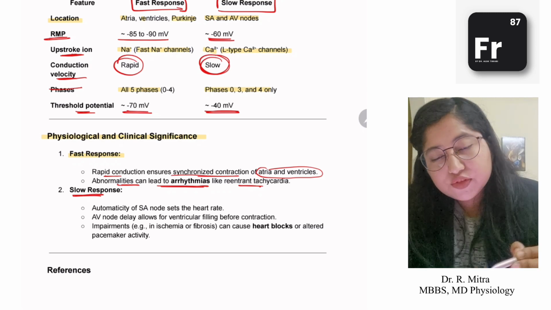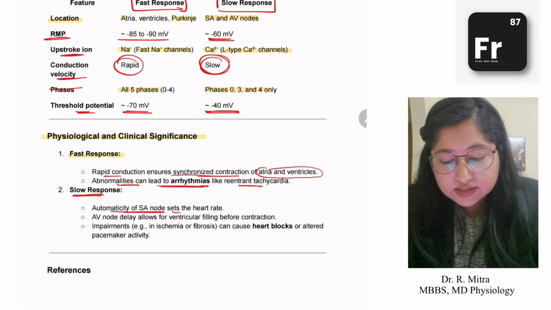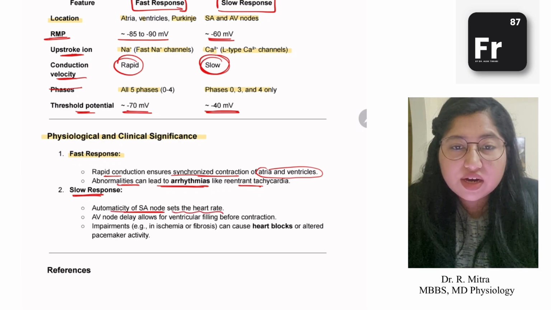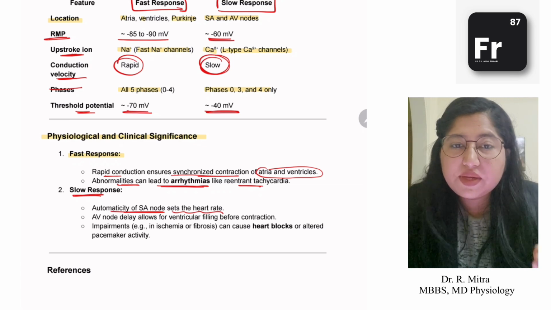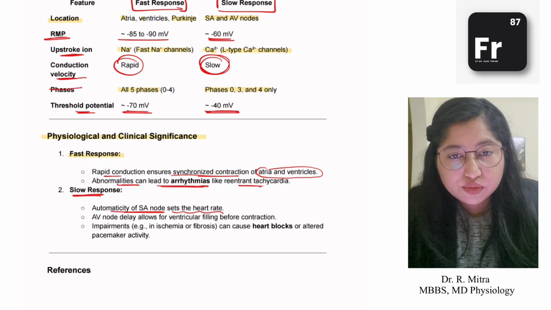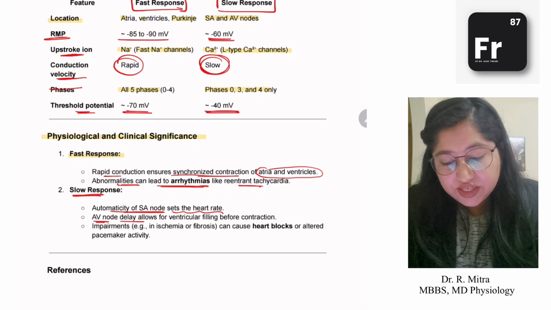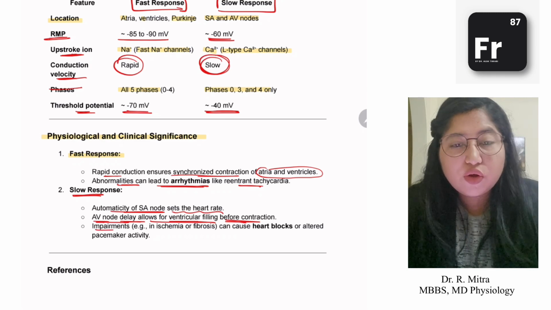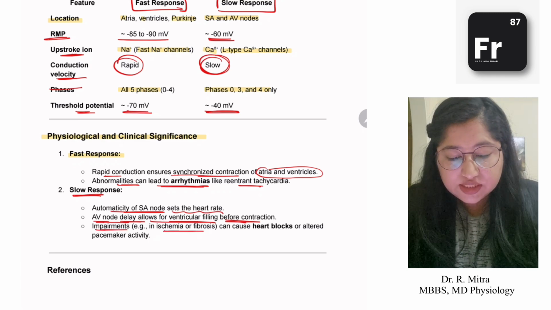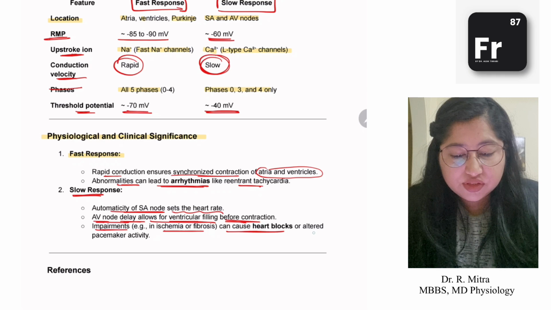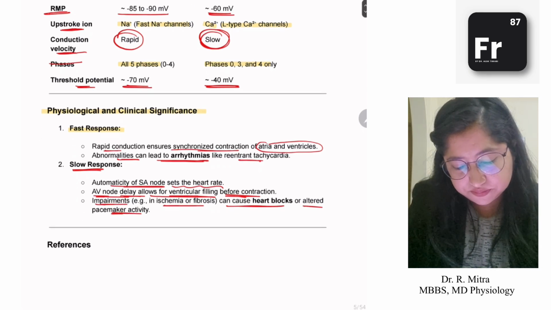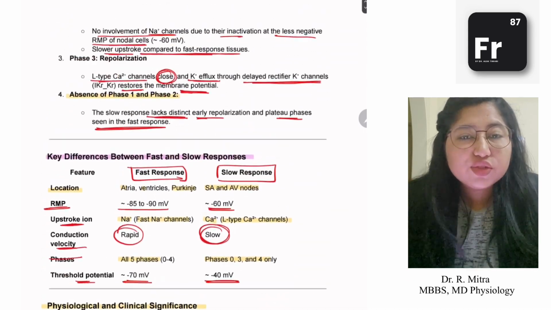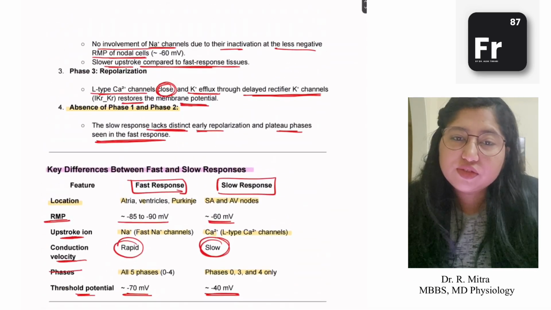Now, the significance of slow response is that the automaticity of the SA node sets the heart rate. As we have seen, the pre-potential or the pacemaker potential is necessary for the determination of heart rate. The AV node delay allows for ventricular filling before contraction, and impairments, for example in ischemia or fibrosis, can cause heart blocks or altered pacemaker activity. This should be all for the fast response and slow response.